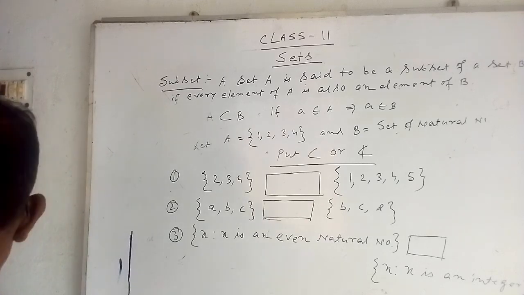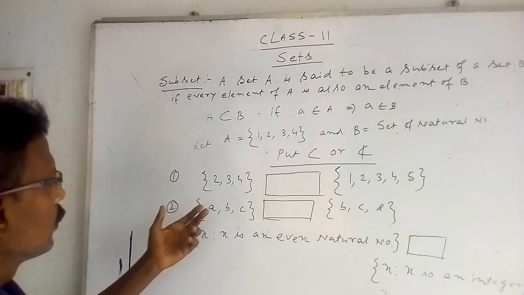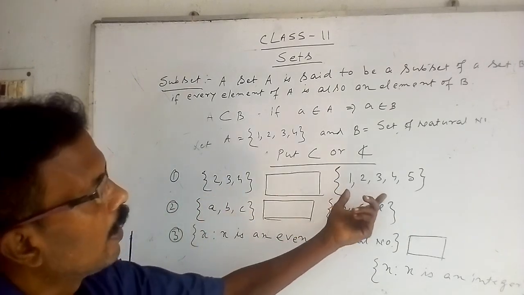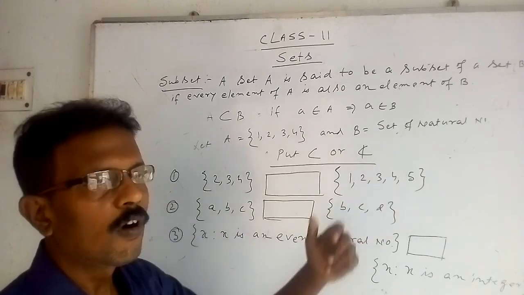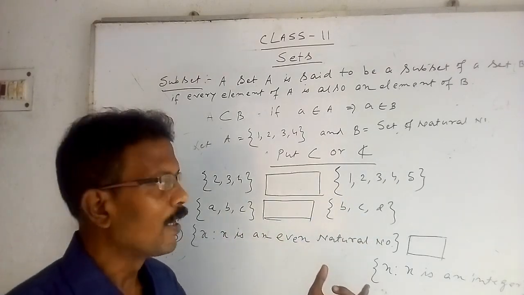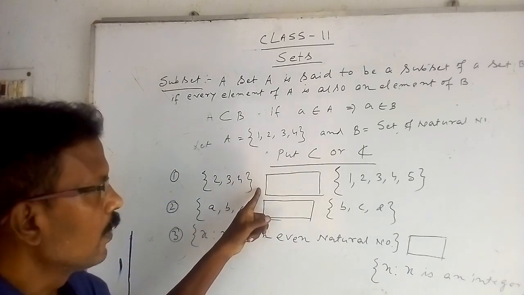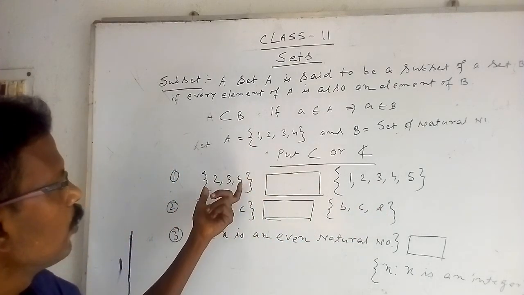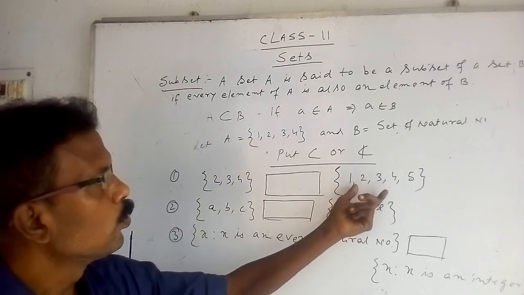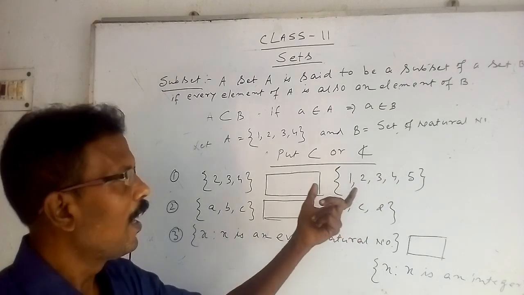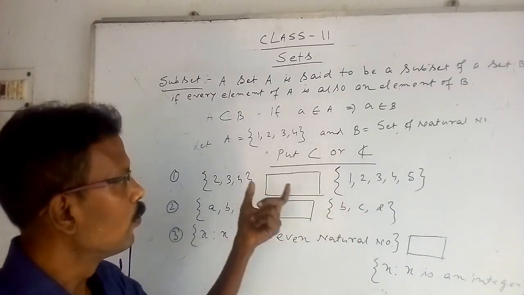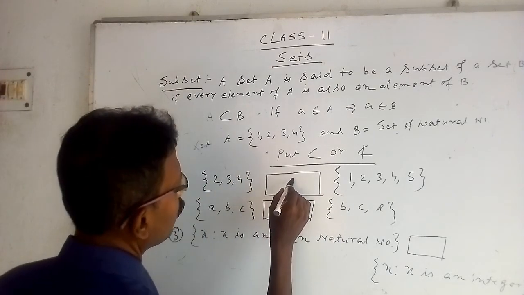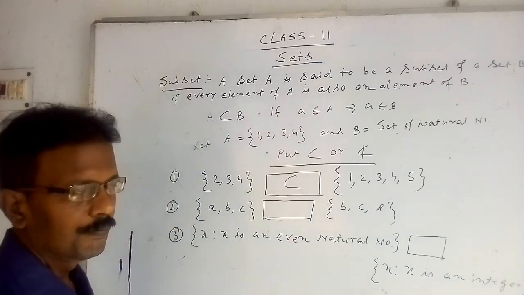So what should be done here? This is a set containing the elements 2, 3, 4, and this is a set 1, 2, 3, 4, 5. Now we have to recognize whether the first set is a subset of the second one. Now 2, 3, 4 belong to the first set, and 2, 3, 4 also belong to the second set, and this is the only reason why the first set is a subset of the second one. Therefore you put a subset sign between them.